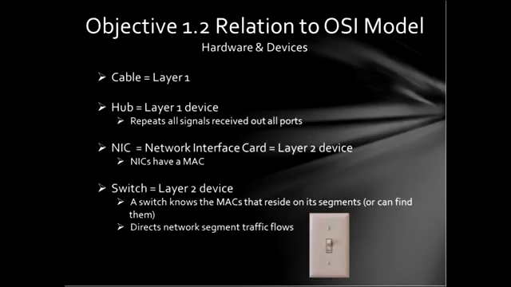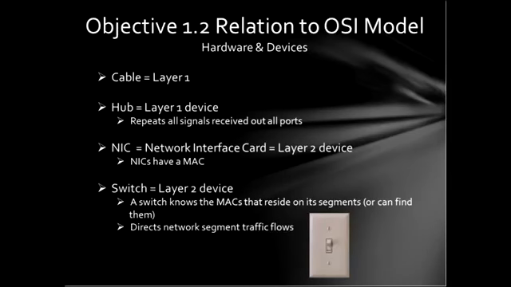So cables, when you're talking cables, those are layer 1. Hubs are a layer 1 device. The reason they're layer 1 is they don't care anything about addressing. It receives a signal on a port, and it repeats that signal out every port that it has.